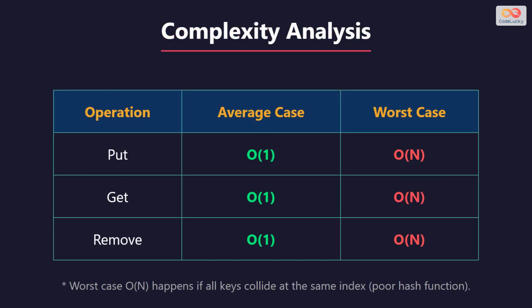Finally, let's talk about performance. On average, put, get, and remove operations take O(1), or constant time. However, in the worst case, if all keys collide into the same bucket, the time complexity degrades to O(n), where n is the number of keys.